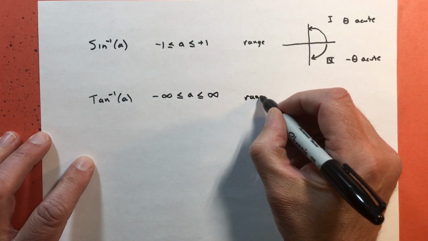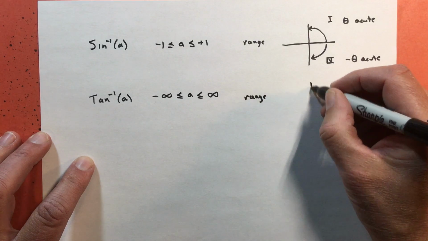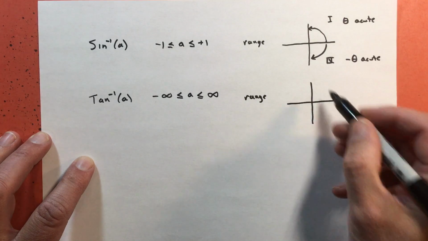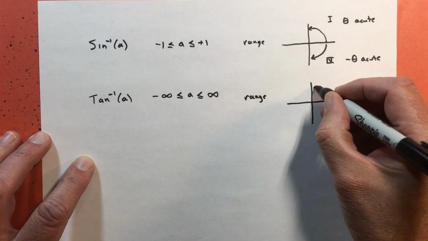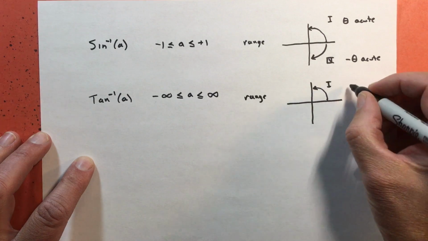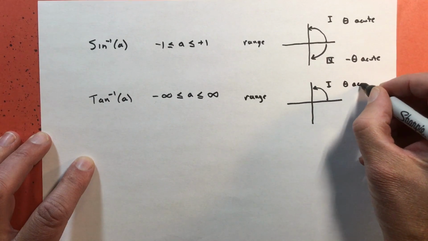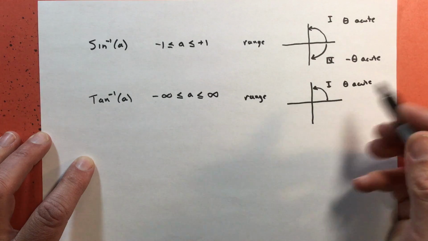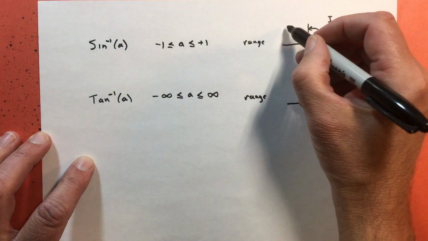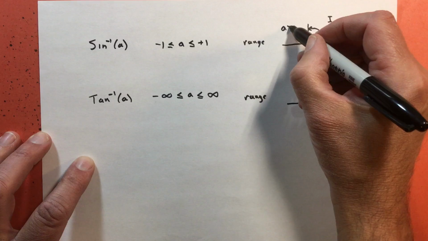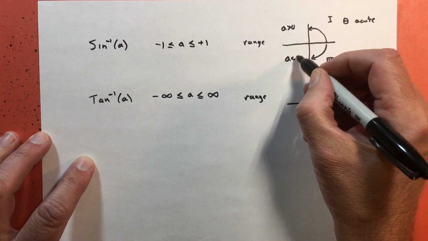The range for the inverse tangent is the exact same as the sine. So again, it goes in quadrant 1, where the angle is acute, if A is positive. I should have written that. So if A is positive, it goes this way, and if A is negative, it goes this way.